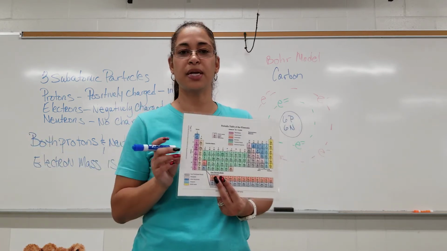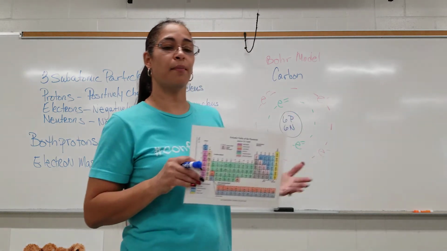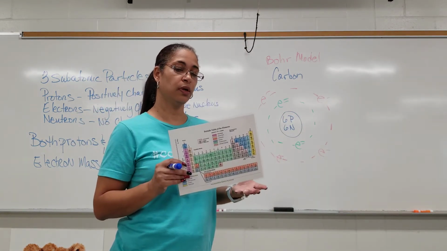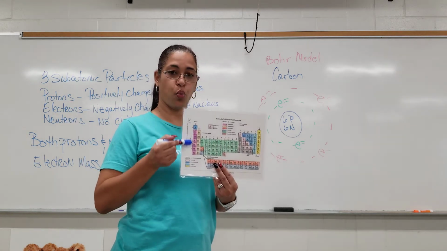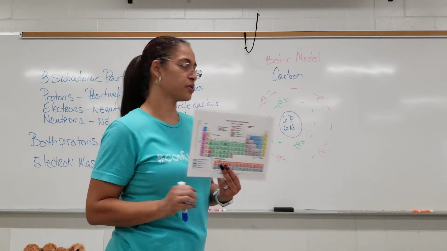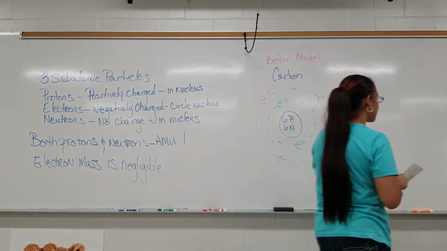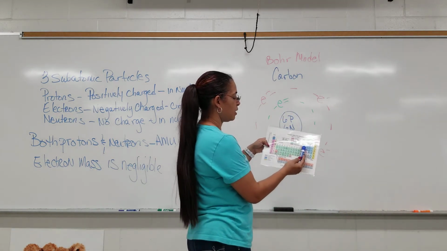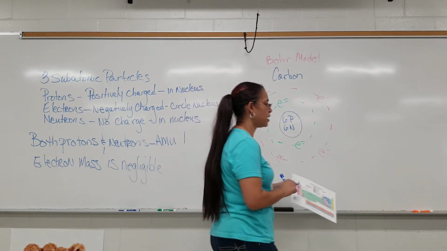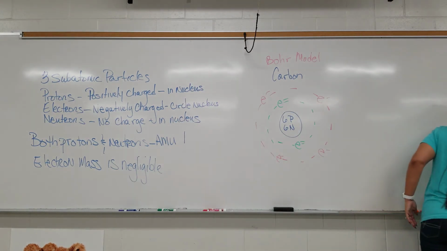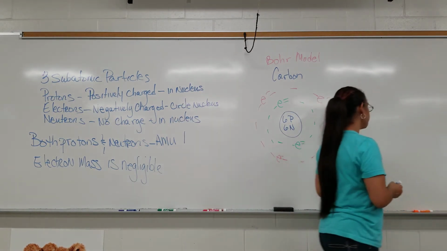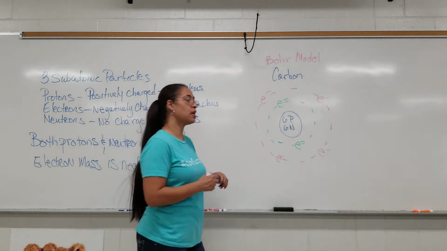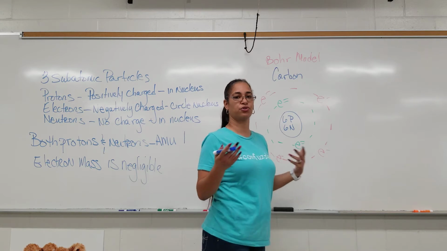Easy to remember, right? So the number of shells that it has where the electrons are distributed depends on what period the element falls in. So looking at carbon, carbon appears in period 2, okay? So as carbon appears in period 2, it has two energy levels. Well, how many electrons can each energy level hold?